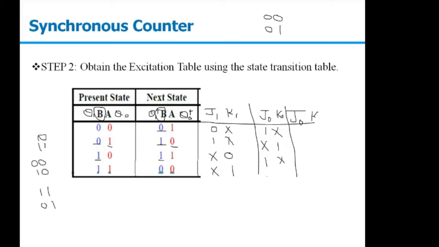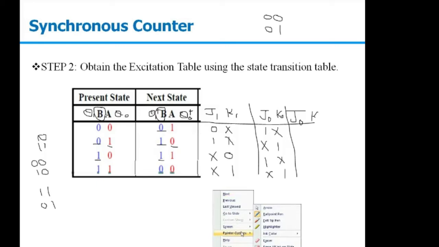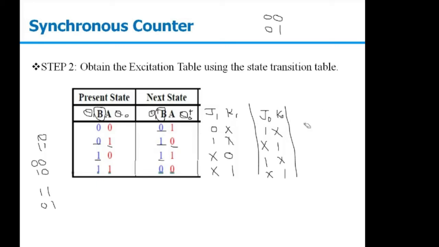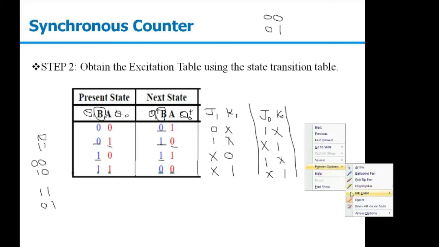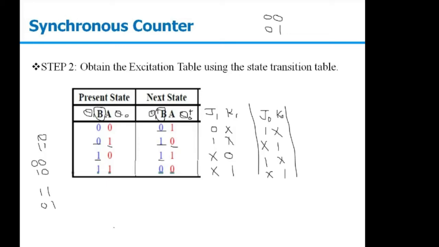And 1 to 0 is x1. So we have created the excitation table for J1 K1 and J0 K0. Next we need to find the expression of J0 K0 J1 K1. So we need to solve the K-map to find the expression, and after getting the expression, the circuit will be something like this.